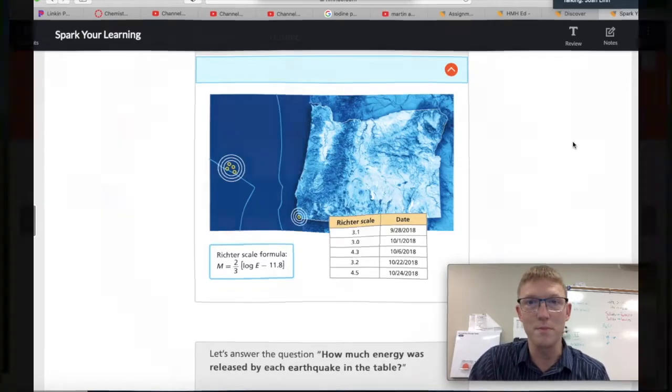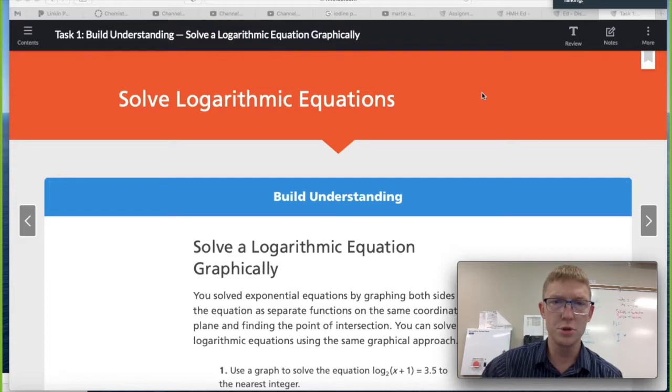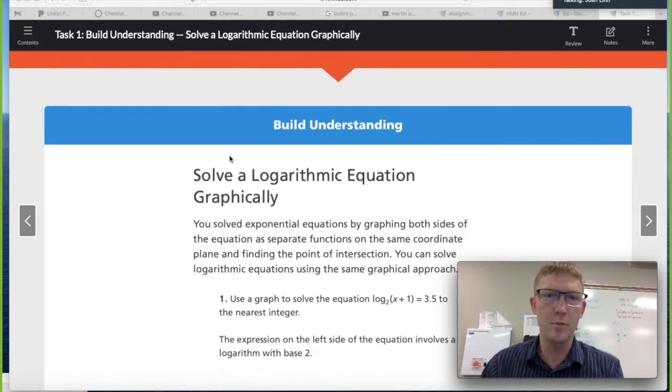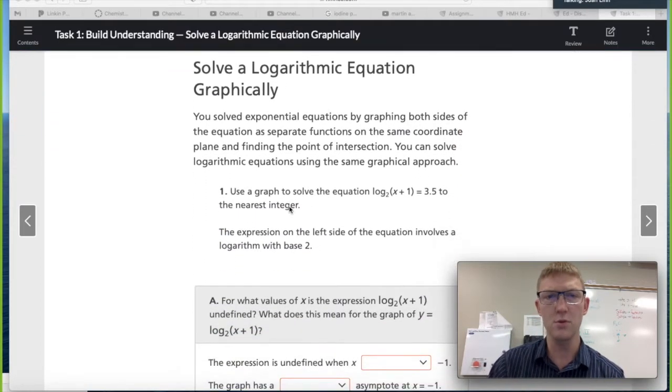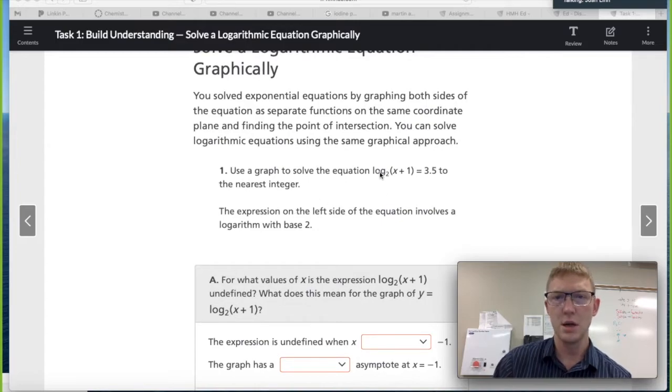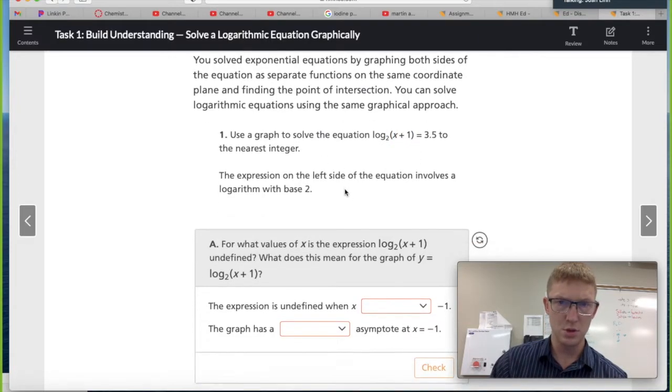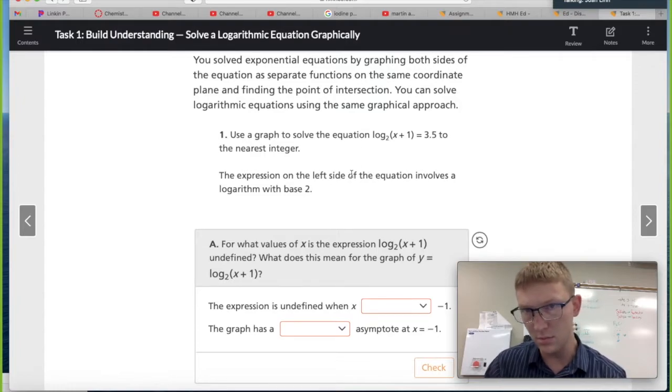So let's keep going. We're doing a little bit more of the same kind of stuff. We're going to start with solving a logarithmic equation graphically. But of course, we're making our equations a little bit more complicated using log base 2. We can still solve it graphically. We just have to figure out how to put this into our calculator.